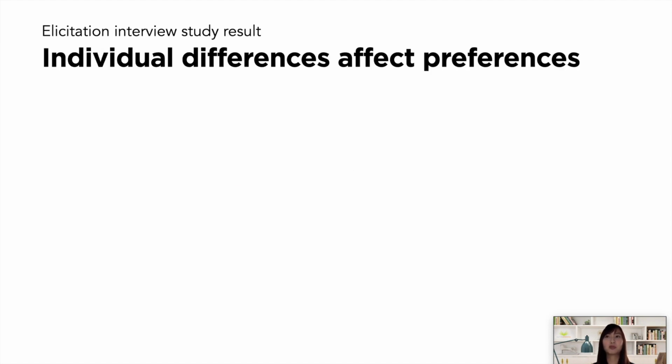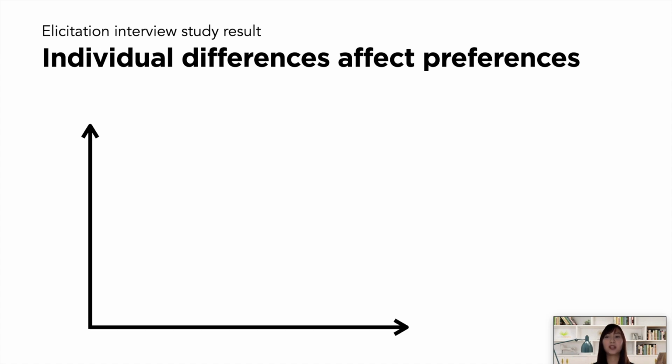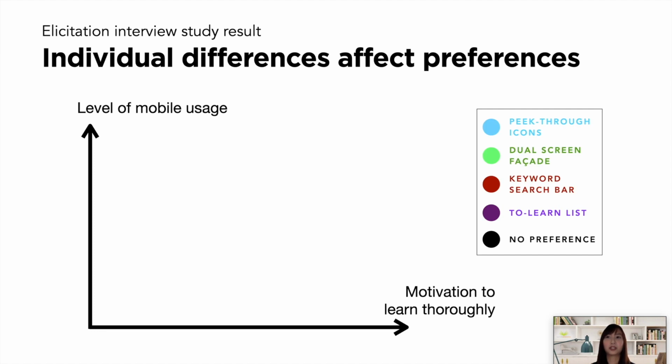We found some support for all the design concepts, and further that individual differences could help explain the participants' preferences. In particular, 2 dominant factors emerged that seem to affect the preference: the user's current level of mobile usage and their motivation to learn thoroughly. We then clustered the participants based on these 2 factors and their most preferred design concepts.